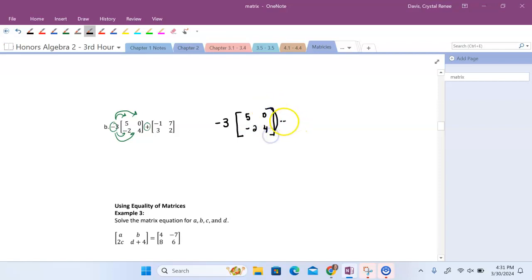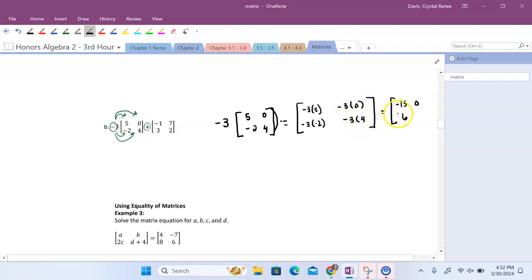So when I do that, I get -3 times 5, -3 times -2, -3 times 0, and -3 times 4. And if I clean that up, this is -15. -3 times -2 is a 6. -3 times 0 is a 0, and -3 times 4 is a -12. And there's my new 2 by 2 matrix. Okay, so now this cleaned up is this.